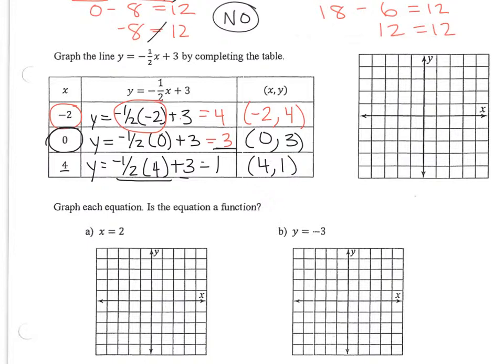So now I'm going to graph this line. It needs to be a line. So I'm going to plot -2, 4 as I go left 2, up 4, 0, 3, over 0, up 3, and over 4, up 1. So you can see that it makes a line. If it doesn't make a line, then something happened. Put arrows at the end of your line. Make sure it's a straight line.